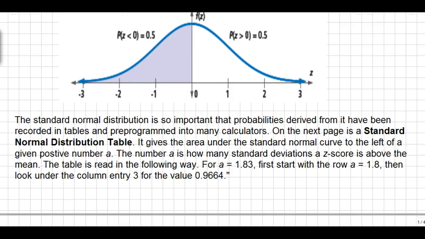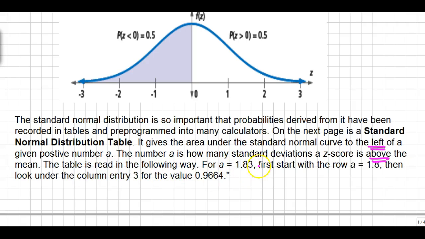The standard normal distribution is so important to mathematics that probabilities derived from it have been recorded in tables and pre-programmed into your calculator. We're going to look at the standard normal distribution table next. It gives the area under the standard normal curve and everything to the left of the given positive number A. The number A is how many standard deviations a z-score is above the mean. The table is read in the following way.